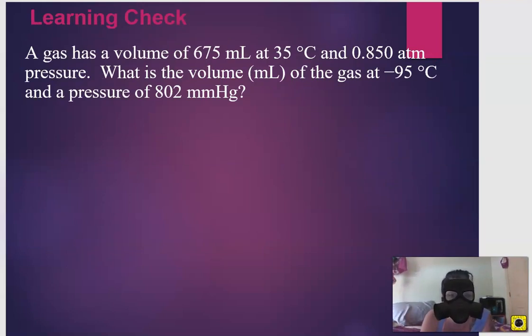Second problem: a gas has a volume of 675 milliliters at 35 degrees Celsius and 0.85 atmospheres. What is the volume of the gas at negative 95 degrees Celsius and a pressure of 802 millimeters of mercury? Notice that you've got millimeters of mercury and atmospheres. You're just going to pick one and convert your units using that 1 atmosphere is 760 millimeters of mercury.